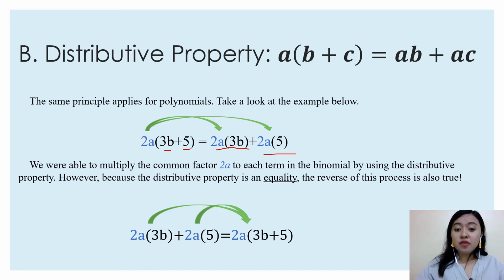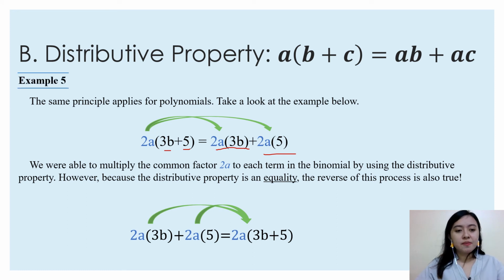However, the distributive property is an equality. The reverse of this process is also true. So if you say 2a times 3b plus 2a times 5, it is still equal to 2a times quantity 3b plus 5.